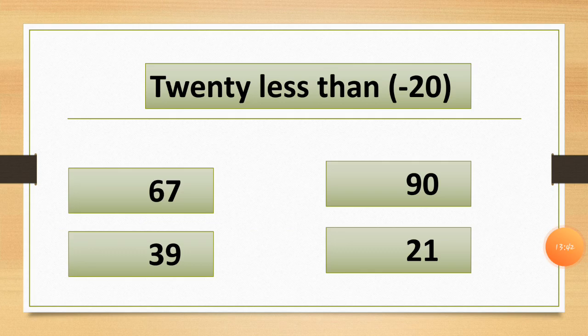Let's see the example of cutting 20 numbers from the sums. You can see this 20 less than. So we have to cut 20 numbers from these numbers. So let's start cutting the numbers, and we will use both methods, the hundreds grid and also the shortcut method.